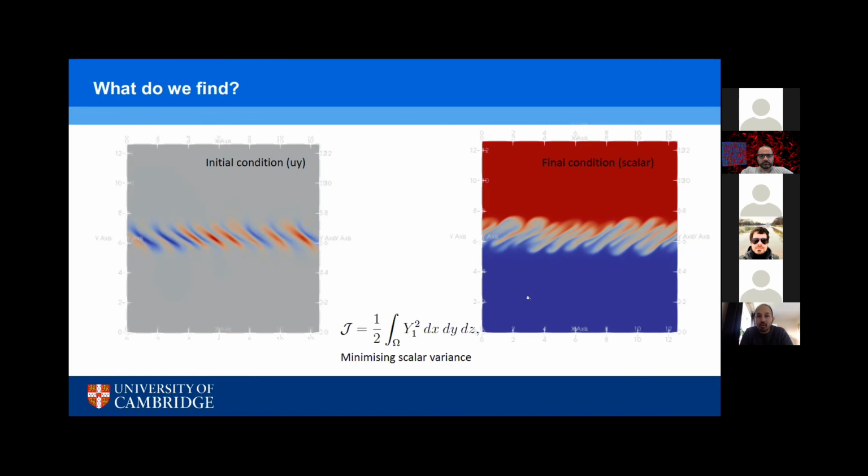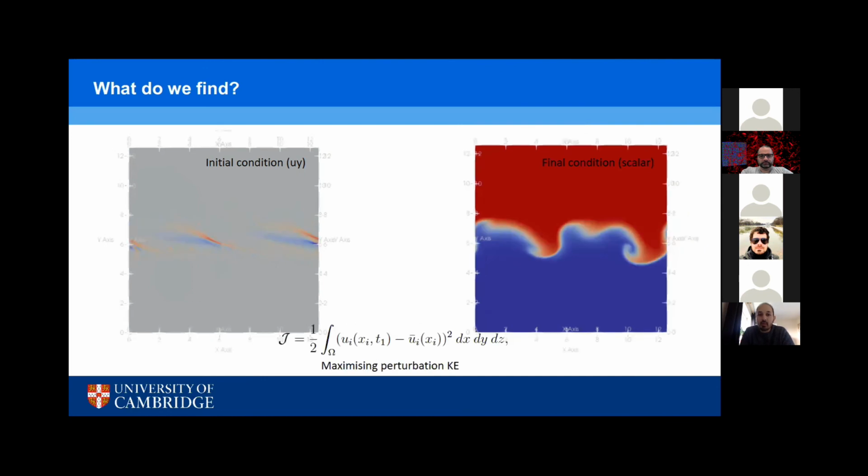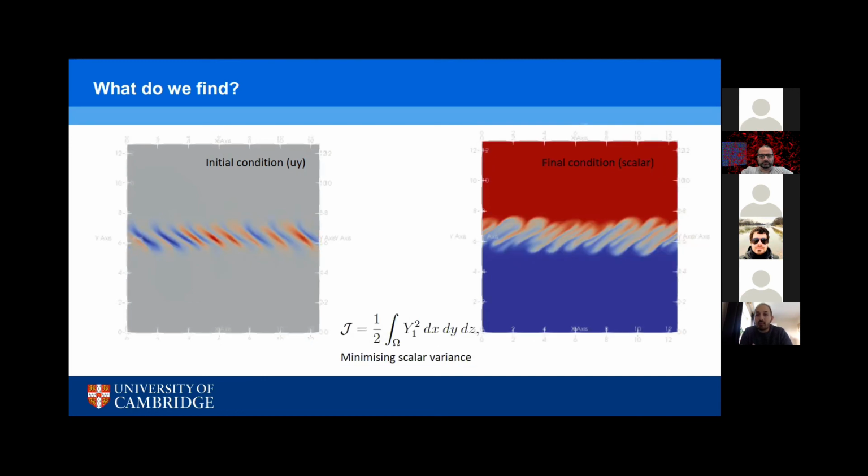So fundamentally, what we're seeing is two very different outcomes coming out of our adjoint based optimization algorithm, depending on whether we want to maximize the perturbation kinetic energy or we want to minimize the variance. And minimizing the variance is actually a better way of mixing this. It depends on, more philosophically, what you understand by mixing. If you want the mean variance to reduce in a flow, this is what you would actually want. So I think this is what we find so far, and this is just showing the solver in action.